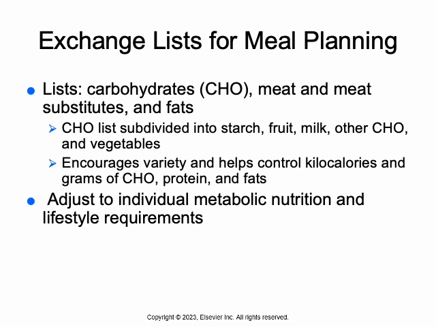There's also exchange lists for meal planning, and the lists will include carbohydrates, meat and meat substitutes, and fats. And if you go through the carbohydrate list, it's subdivided into starches, fruits, milks, and other carbohydrates and vegetables. And really, it's trying to encourage a variety of consumption that will help control the kilocalories and the grams of carbohydrates, proteins, and fats. And you can adjust this to the individual metabolic nutrition and lifestyle requirements of each of your patients.